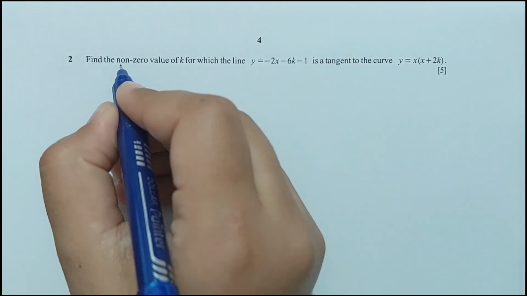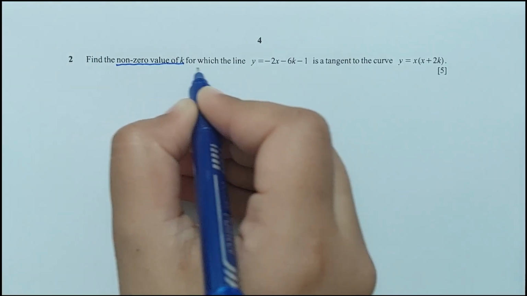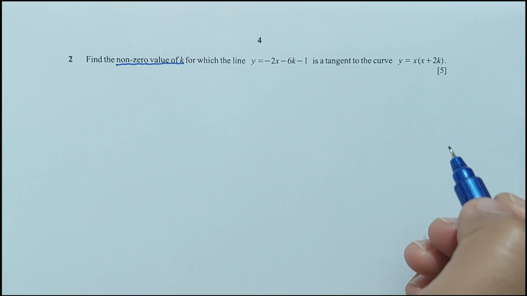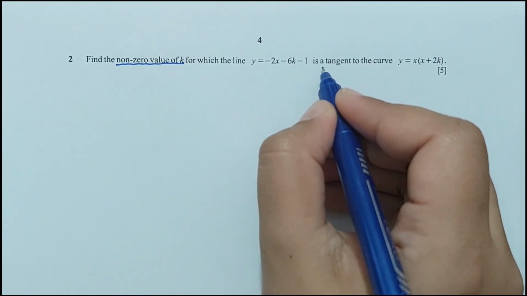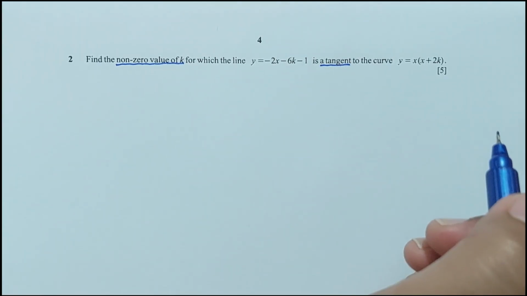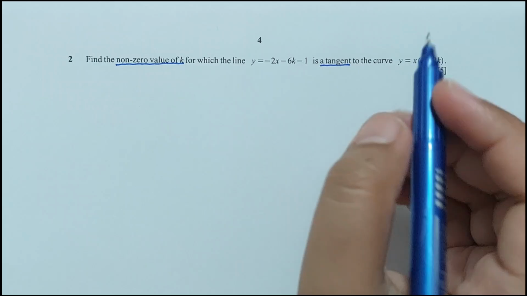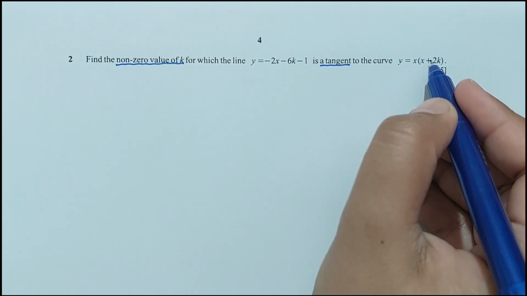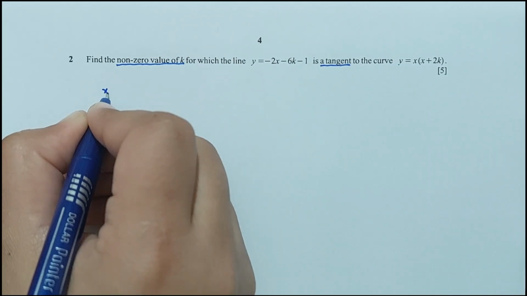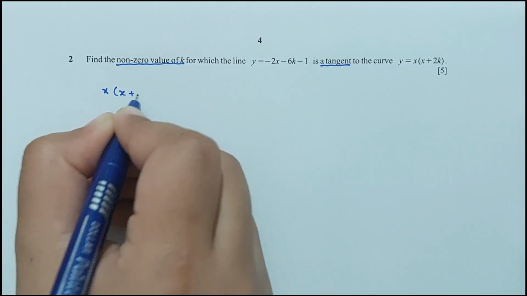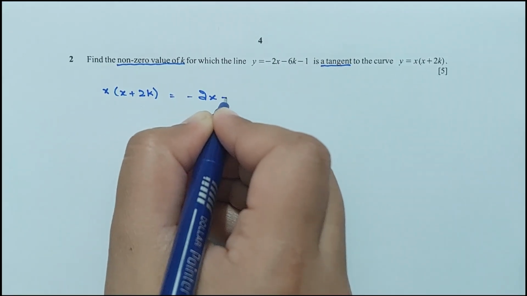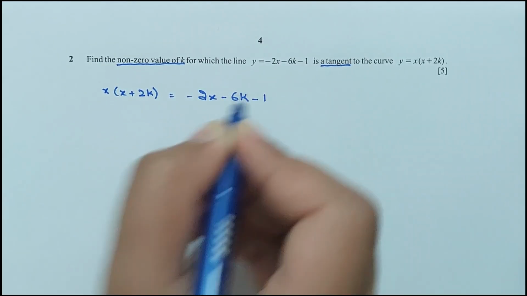Question number 2. Find the non-zero value of k for which the line is tangent to the curve. When the line is tangent to the curve, it means it touches the curve at one point. So basically we have to find the point of intersection of this line and this curve. To get the point of intersection, we have to put them equal. So this should be x times (x plus 2k) equals minus 2x minus 6k minus 1.